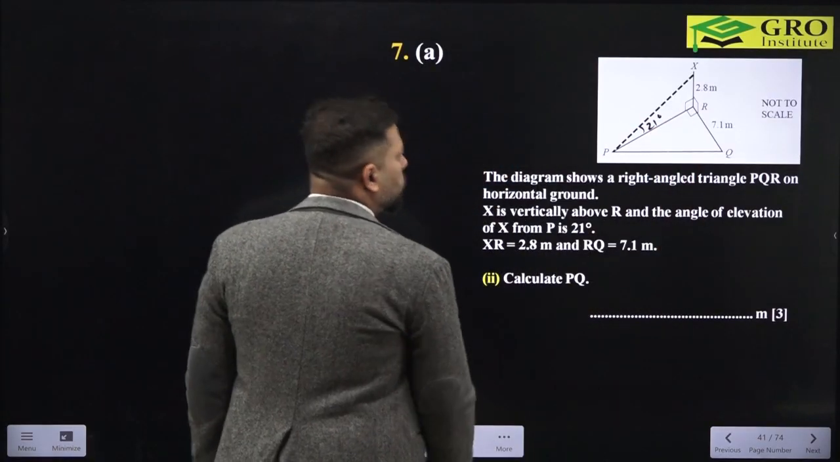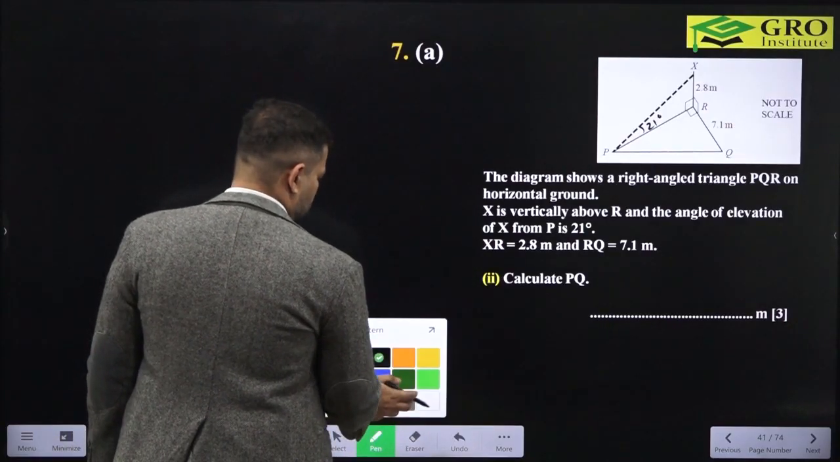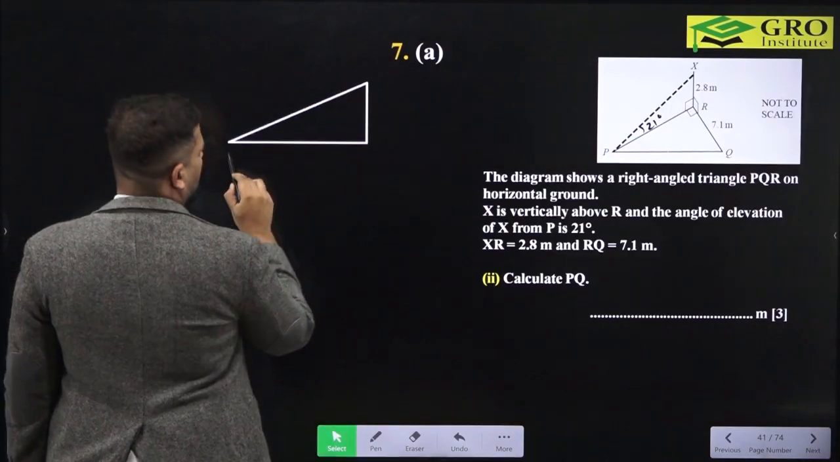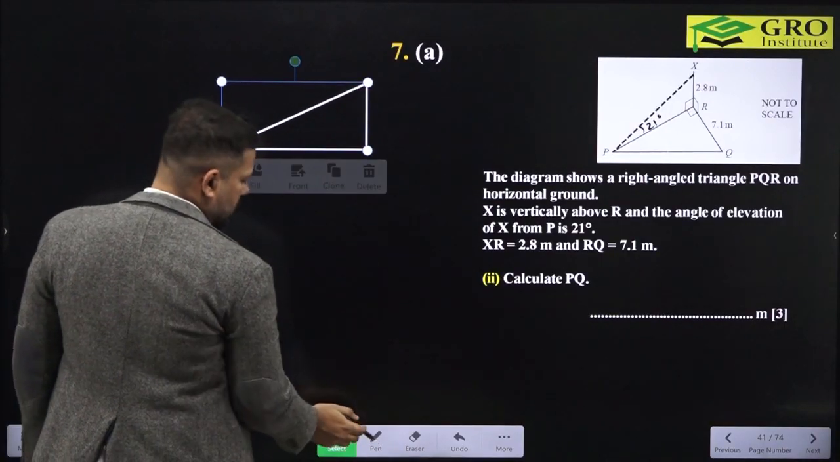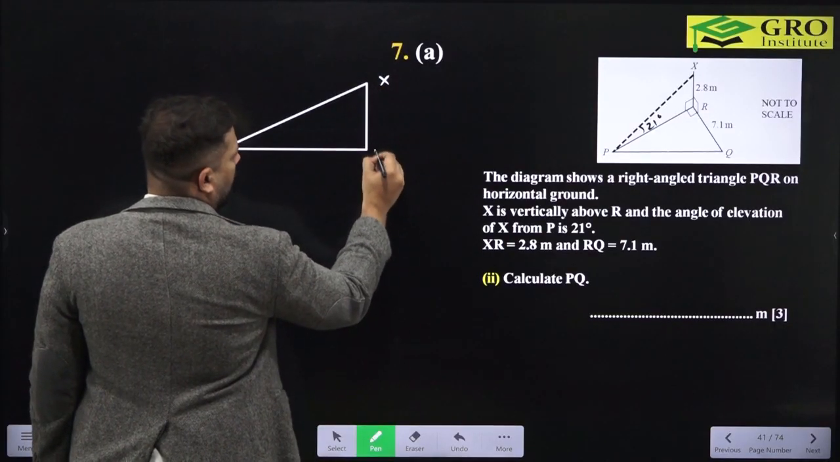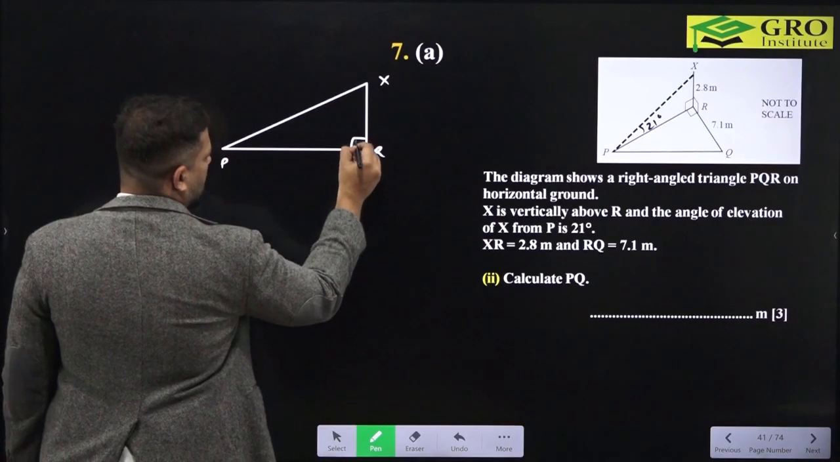Right? So let us use this triangle XRP. Let us draw it again for our reference. This is another right triangle. This is what it looks like, guys. This is a triangle XRP, where this angle is 90 degrees.